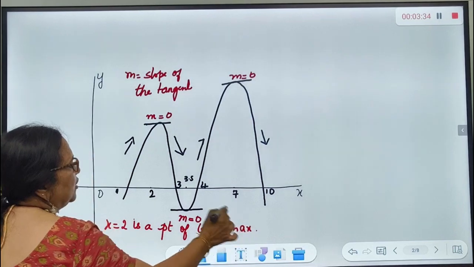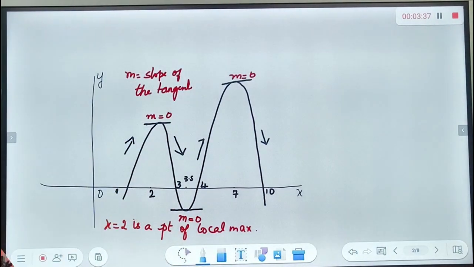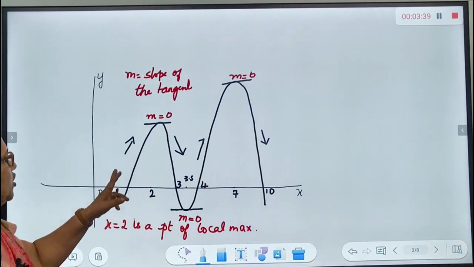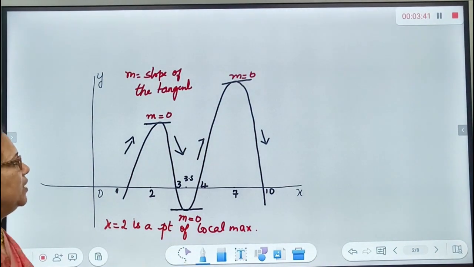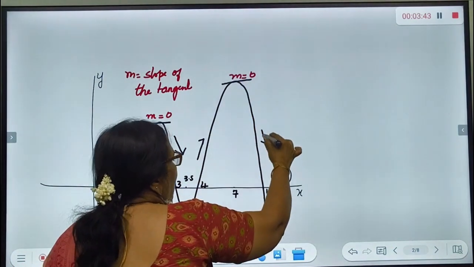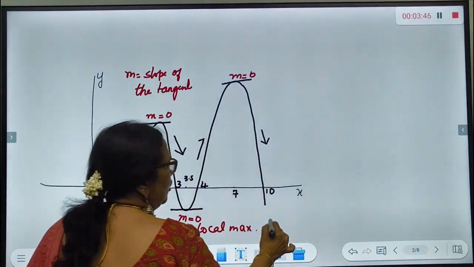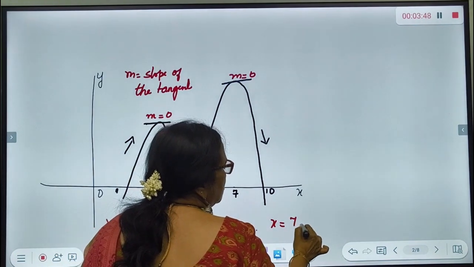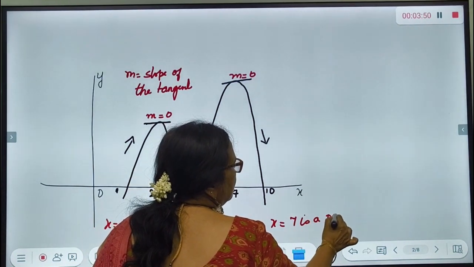If you want to remember, you can always remember like mountains and valleys. Okay. So x equal to 2 is a point of local maxima. Again, this is increasing and decreasing. So x equal to 7 is also a point of local maxima.